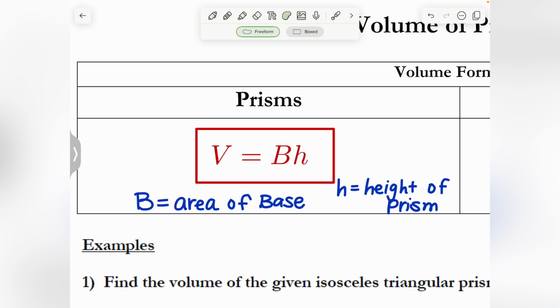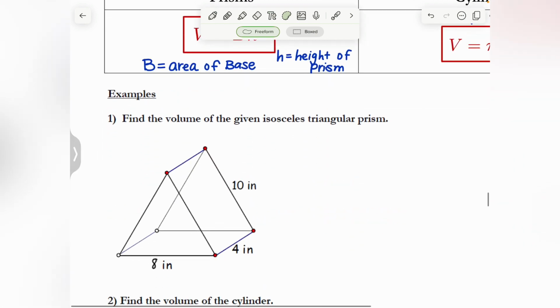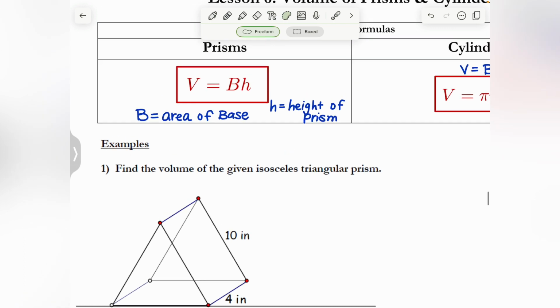And hopefully you wrote down the formula. It's V equals B times H. So the volume equals base times height. But the base stands for the area of the base. Remember, the base is going to be the non-rectangular shape. So in this first example here, the base would be the triangle. We're going to find the area of that. And then we're going to multiply times the height of the prism.